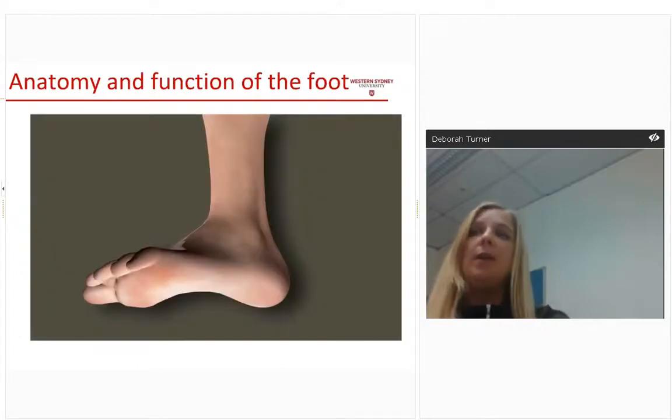Now, when we consider the foot, it's a really complex anatomical structure. Each foot has 26 bones, 33 joints, and more than 150 muscles, tendons, and ligaments. And when we think about the foot, we can consider it divided up into functional units, including the rear foot, midfoot, and forefoot.